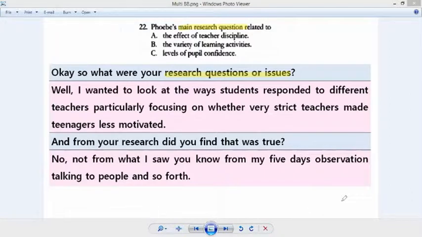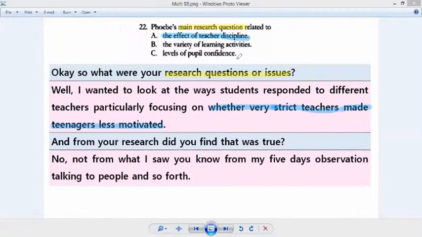That's a long answer. Okay, what we need is a short paraphrase of that. So we really have to understand the meaning here. Okay? The ways students responded to different teachers and related to motivation. Strict teachers and motivation. So confidence? No, I don't see confidence here. The effect of teacher discipline, that looks to be right. Strict teachers, right? Whether very strict teachers made teenagers less motivated. So our answer here is A.